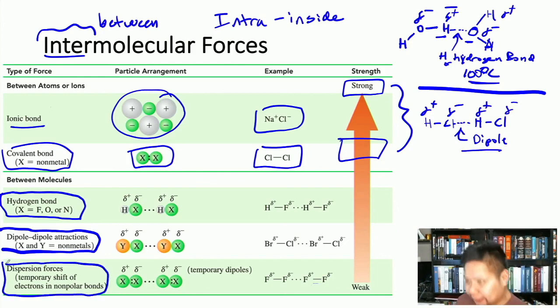We'll hear a lot about that later. For example, London dispersion forces. We'll talk about that later, though, right? So how do dispersion forces work? They're the weakest of them all, and basically it's like this.